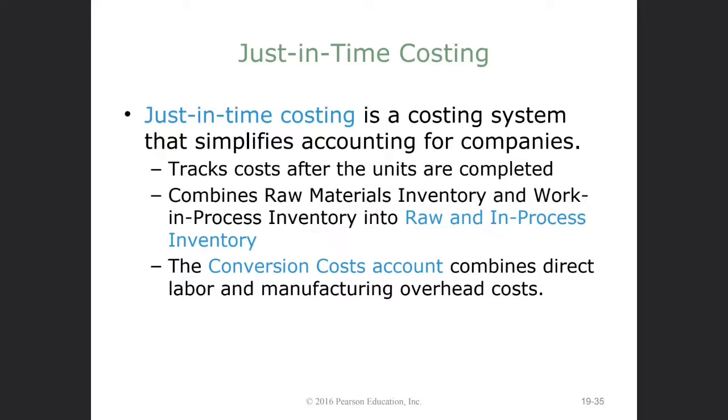So just-in-time costing is a costing system that simplifies accounting for companies. It tracks cost after the units are completed, and combines raw materials inventory and work-in-process inventory into raw and in-process inventory. And the conversion cost account combines direct labor and manufacturing overhead cost.